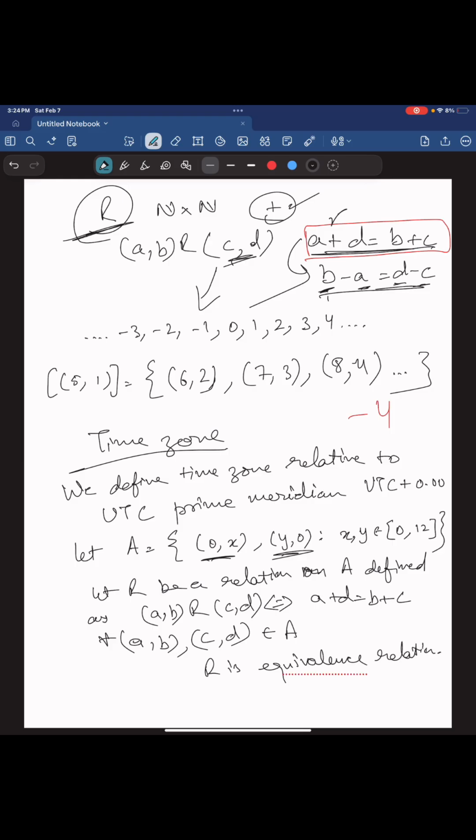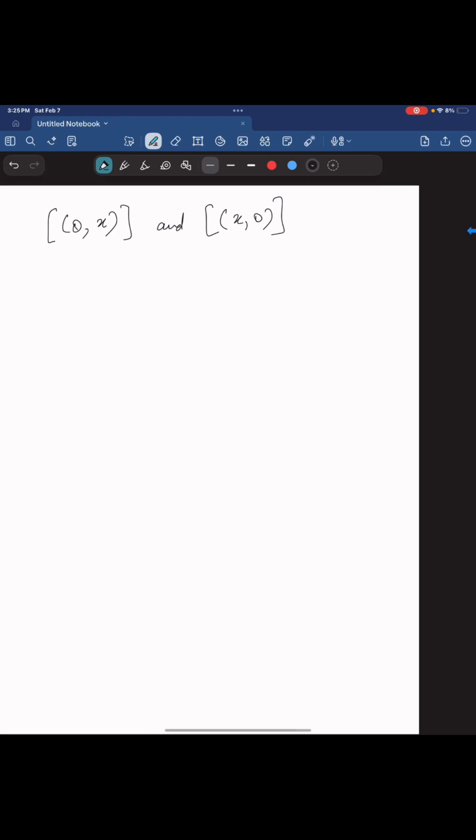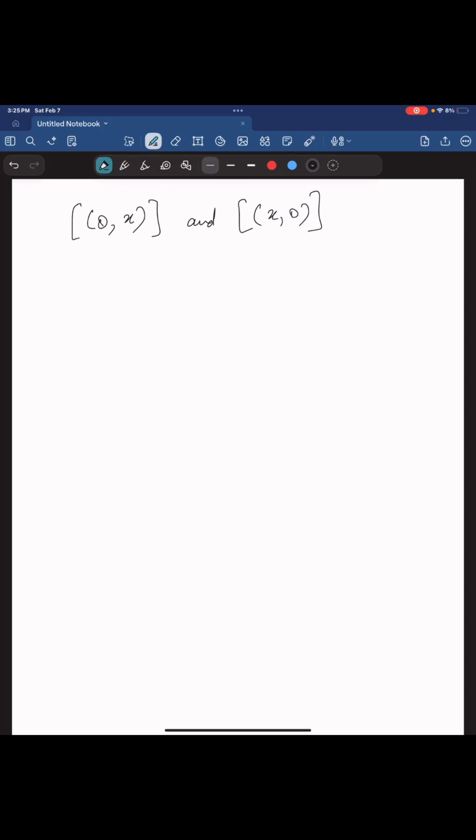So we can again define equivalence classes. I'm not going to prove everything again. I will just come to the equivalence classes. Now let's see a couple of equivalence classes here. Most of the equivalence classes are of this form, (0, x) and (x, 0). Taking just one simple example, the equivalence class of (0, 1).